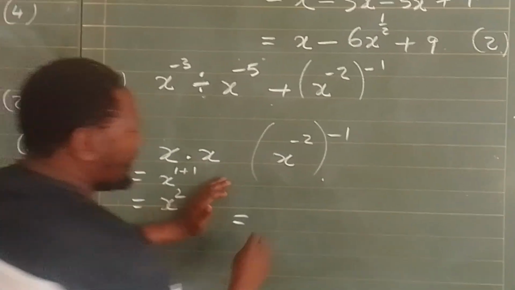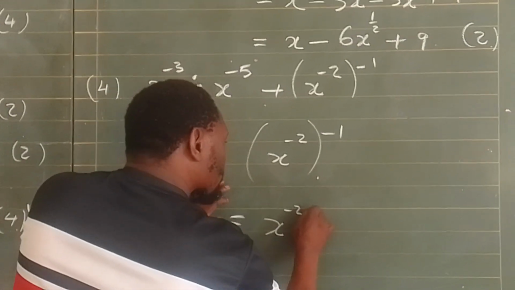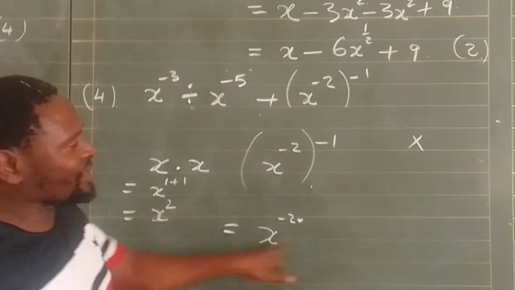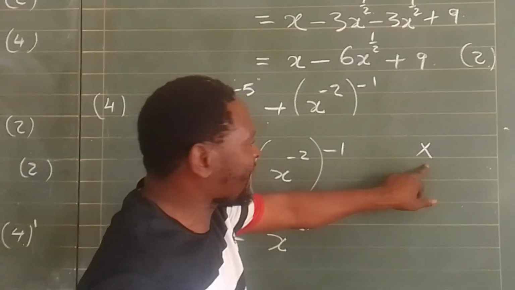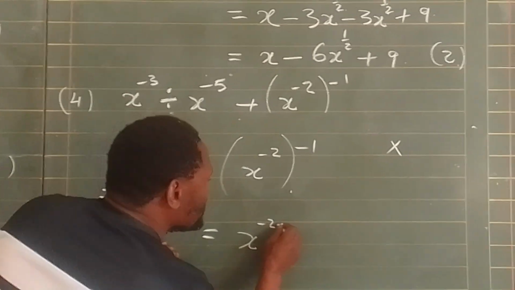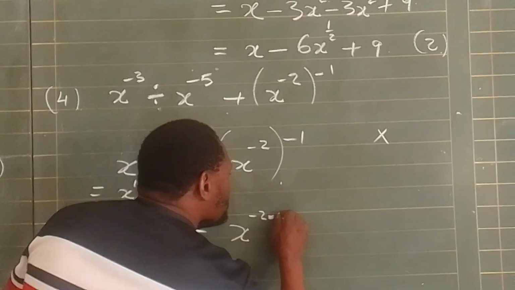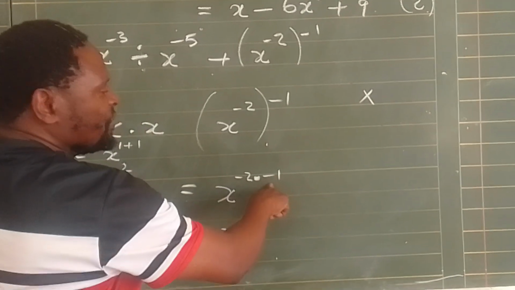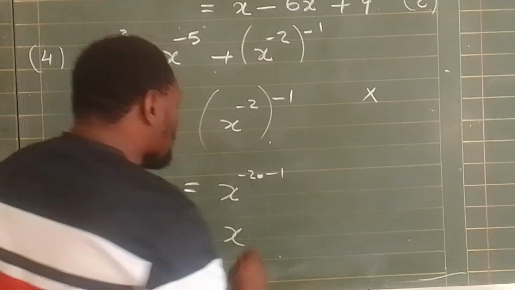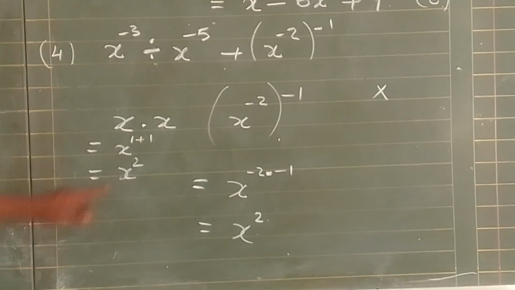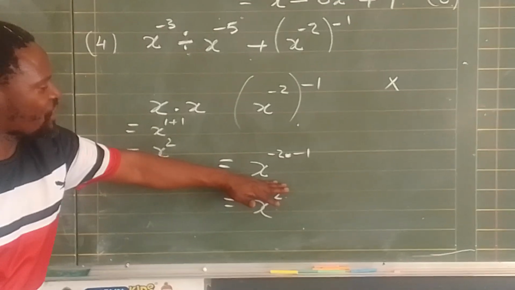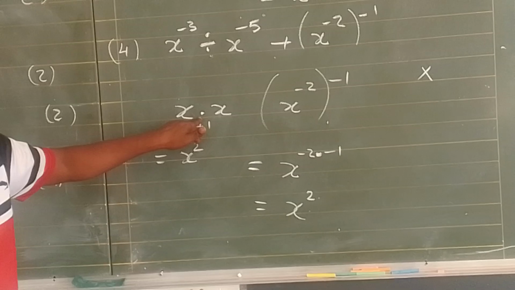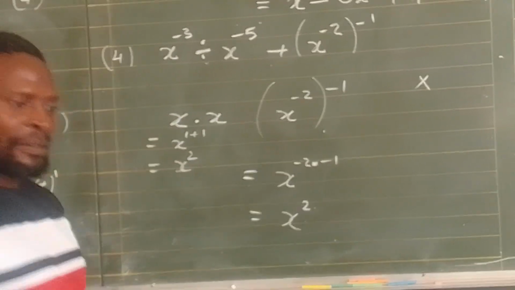So this is becoming what? X to the power minus 2. I want to use a dot for times because x could be mistaken for the multiplication sign. So I will just use a dot for multiplication, multiplied by minus 1. So it's x, negative times negative is positive, 2 times 1 is 2. You see, there is a vast difference here. Because this is 1 base, you multiply the exponent. It's 2 bases multiplied together, you add the exponent.